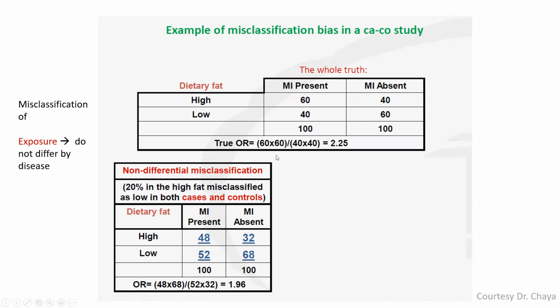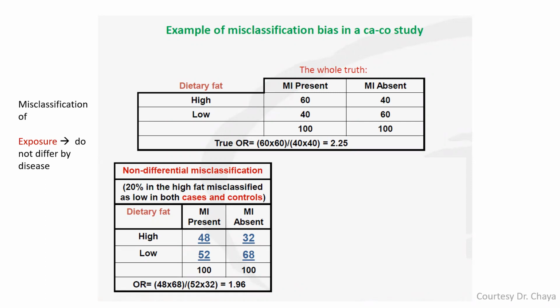So it's not the same as the truth, because we did have a difference in the numbers. But in general, as you can see, it is toward the null. The null here is 1, because for the odds ratio, the null is 1. And usually, because it's toward the null, some researchers would say it's not that critical.